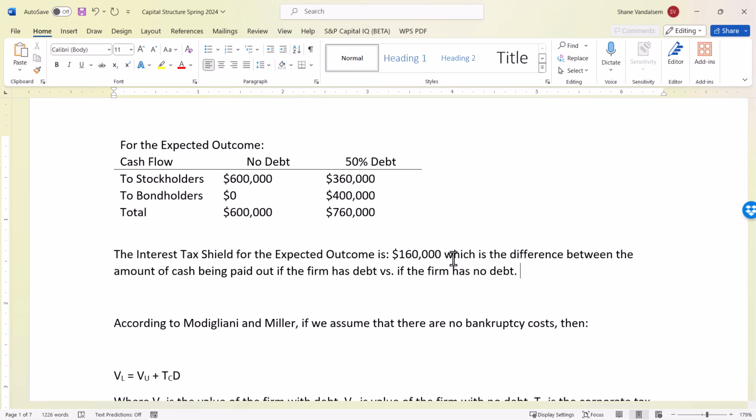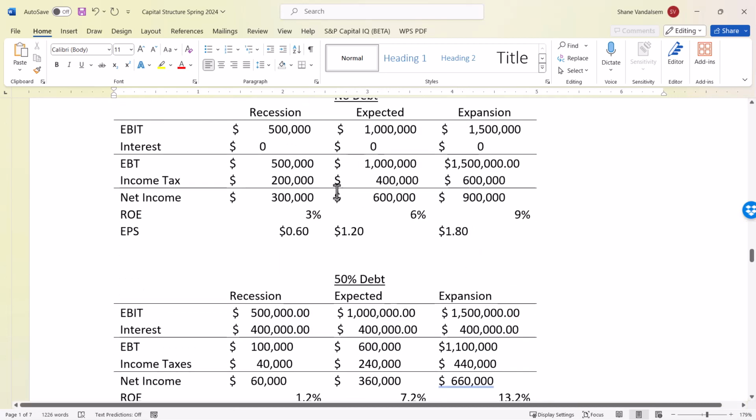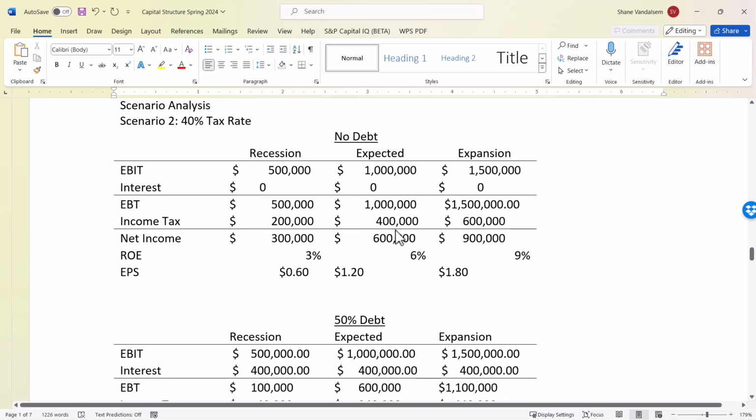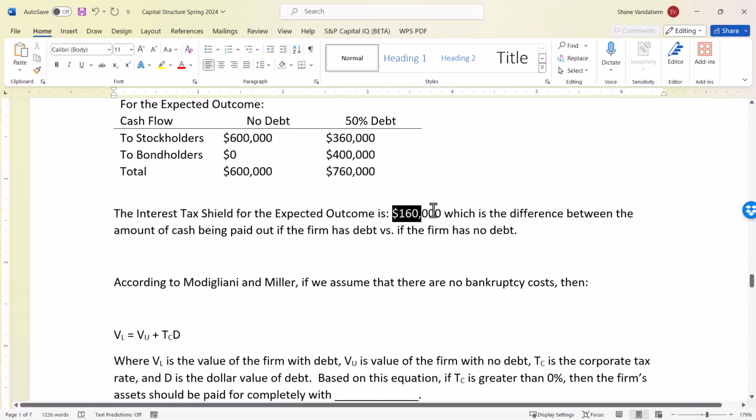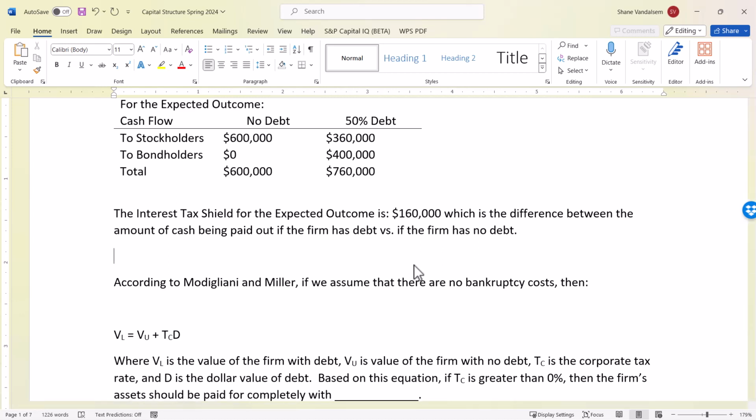Where that amount is coming from is the savings on tax. So if we go up here and look, the income tax for the no debt situation is $400,000. The income tax on the 50% debt situation is $240,000, and the difference between the two is $400,000 minus $240,000, which is $160,000. Okay, so that is where that $160,000 comes from. So because interest is tax deductible, a firm going from no debt to having debt and paying interest increases the amount of cash available to pay out to its investors. And when I say investors, we're talking about both stockholders and bondholders.